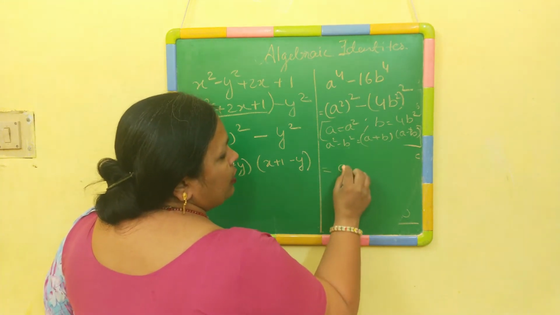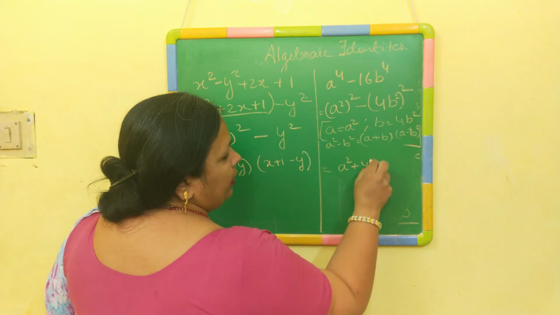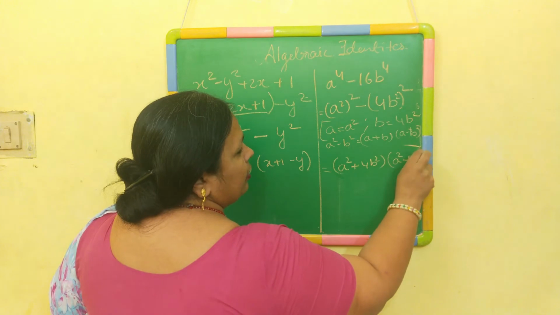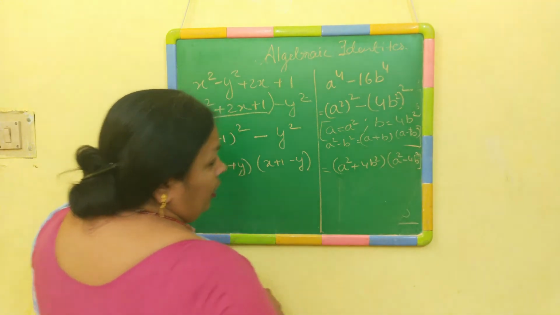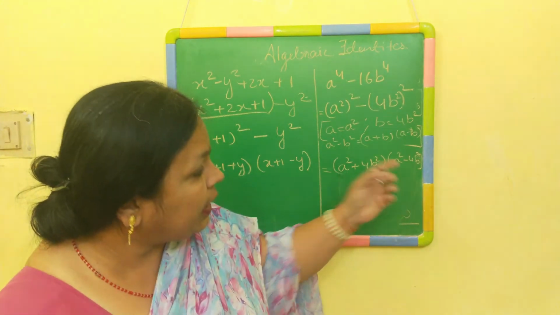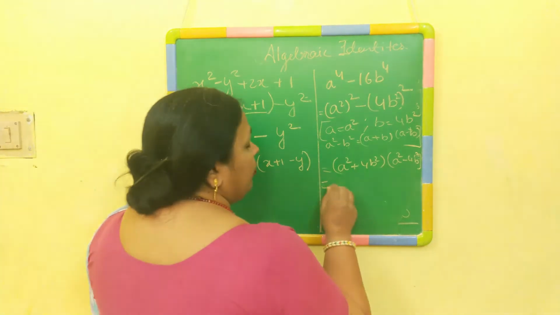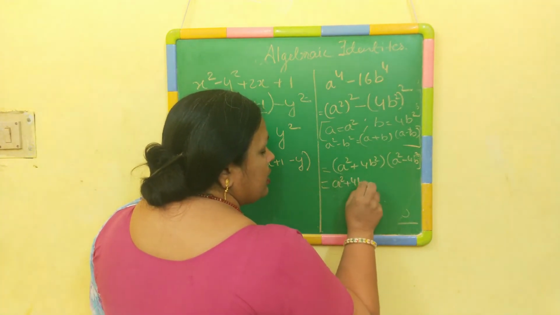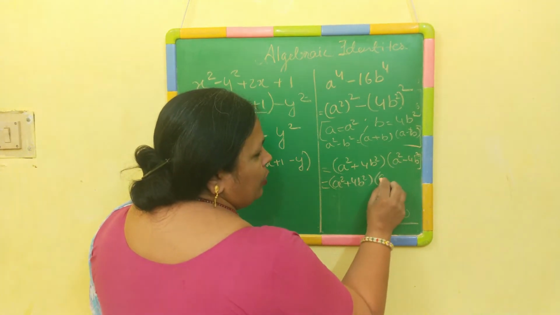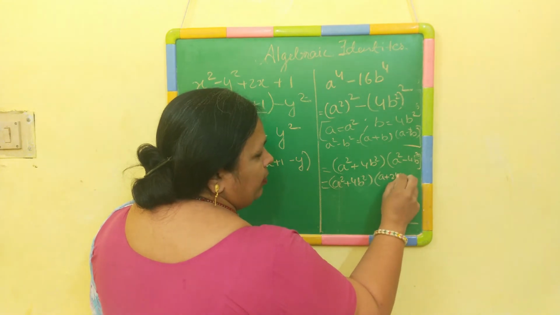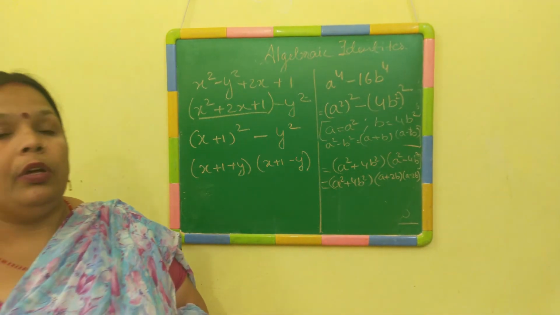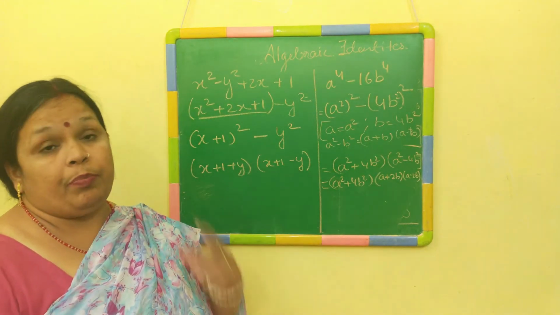Let's write (a plus b) into (a minus b). Now this part cannot be changed. We cannot write anything here. But the second part can be further simplified. Now when it is further simplified, this is nothing but a square minus 2b square. So (a plus b) into (a minus b), like factorization, needs to be in the simplest form.